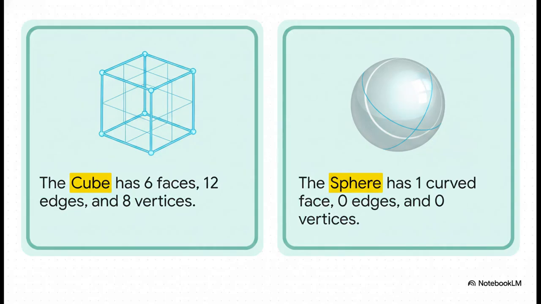So, let's see how this anatomy completely changes how an object behaves. On one hand, we've got the highly structured, super rigid cube. It's built up of 6 flat faces, 12 straight edges, and 8 sharp vertices. Now, contrast that completely with the sphere. The sphere has just one continuous curved face. And because it has no flat faces meeting, it has 0 edges. And with 0 edges, yep, 0 vertices. It is a perfectly smooth anomaly.